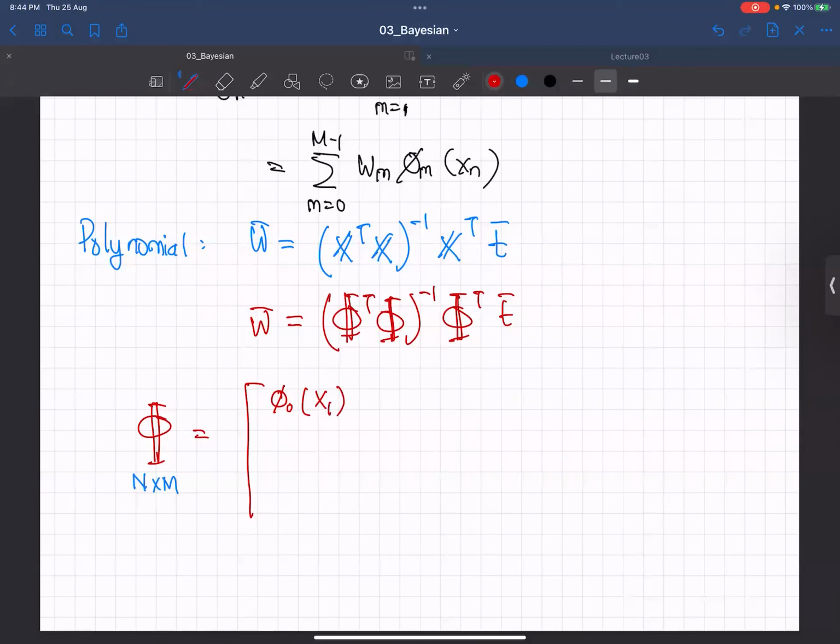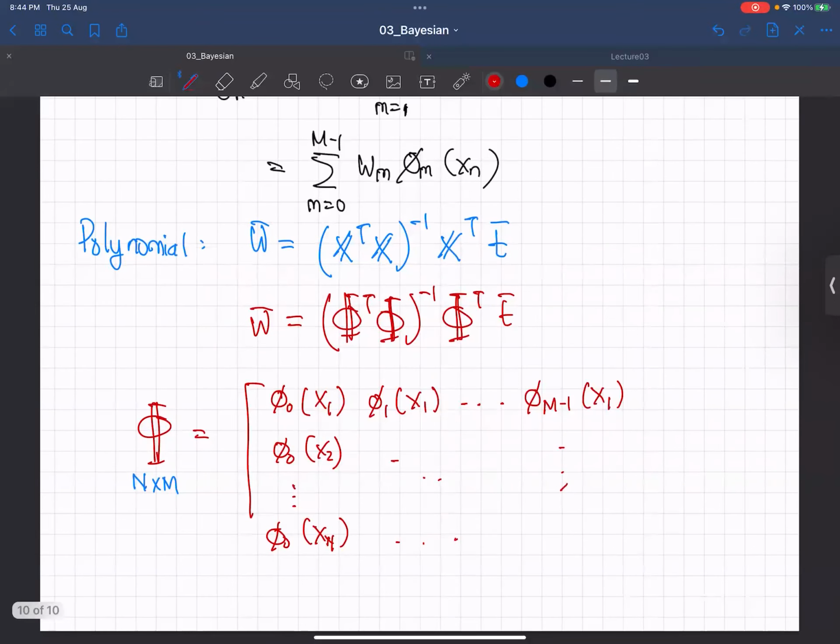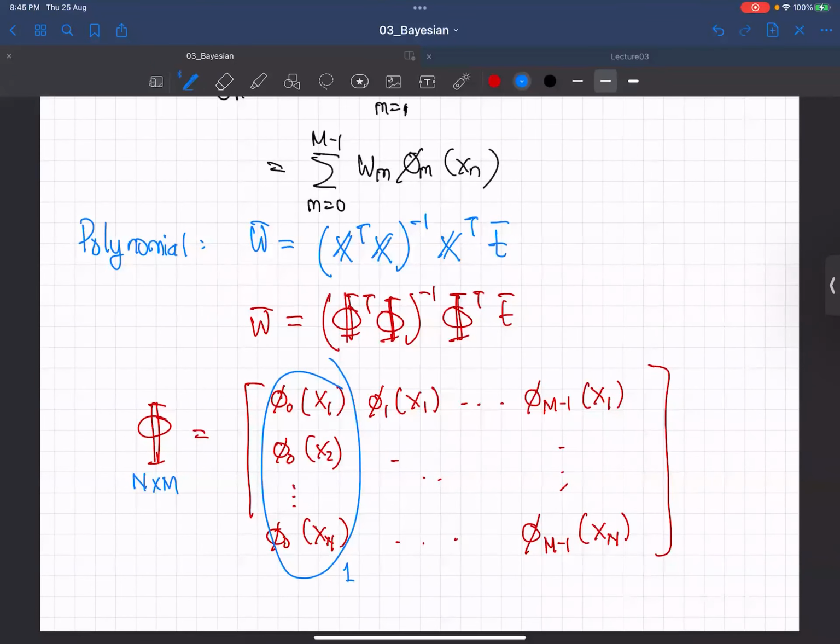Well, we start with x1, right? x1, phi 0 x2, and so on, up to phi 0 x_N. And then the next column is phi 1 x1, and so on, up to phi M minus 1 of x1. This is something you have to be careful about in your coding, because you will use this in your implementation. So everything in the first column is 1. But the rest, you have to compute using the Gaussian basis function.